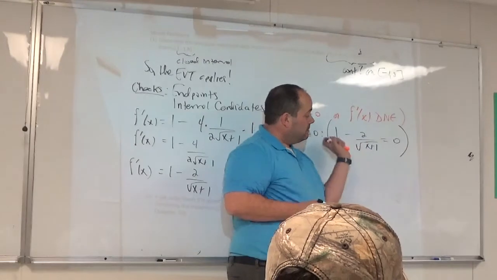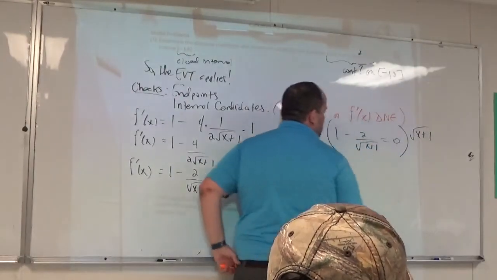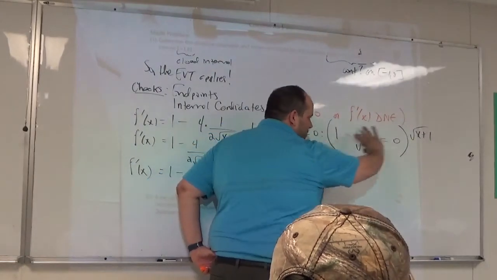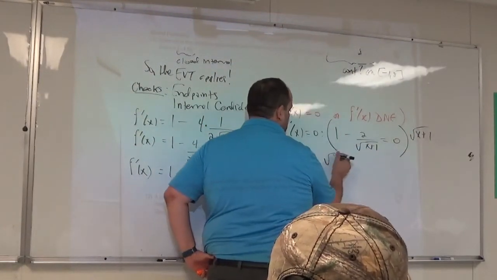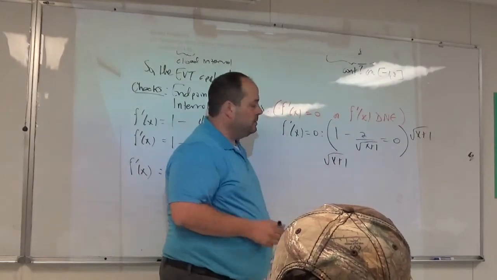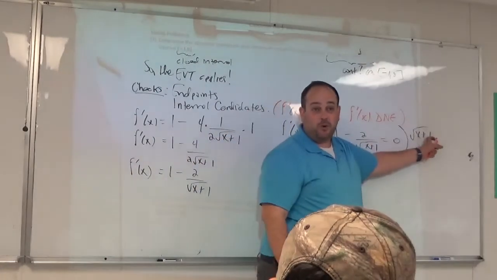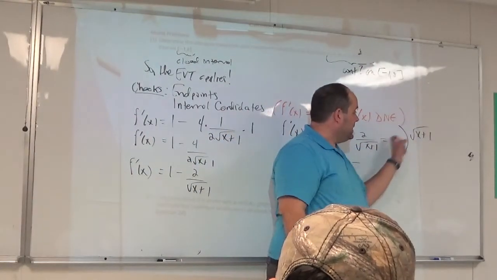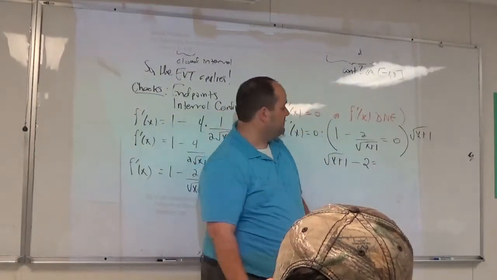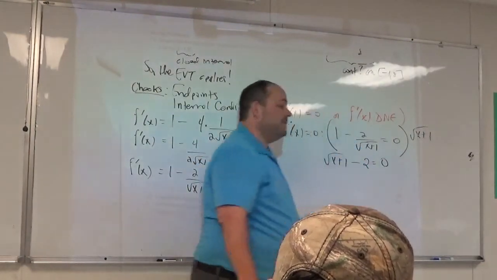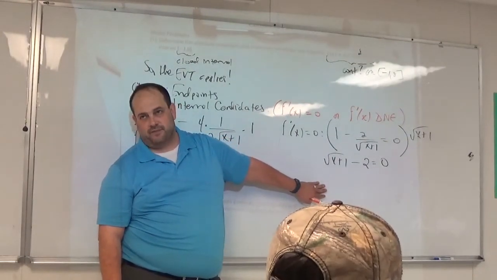Lowest common denominator here is the square root of x plus 1. Check it out. Multiply everything through by the square root of x plus 1. 1 times square root of x plus 1, square root of x plus 1, minus 2 over the square root of x plus 1 times the square root of x plus 1 is just 2. 0 times the square root of x plus 1? 0. That problem just became so much easier for you to solve.